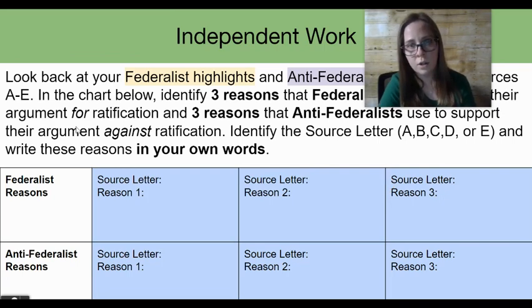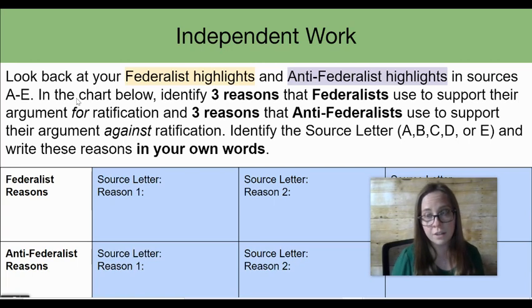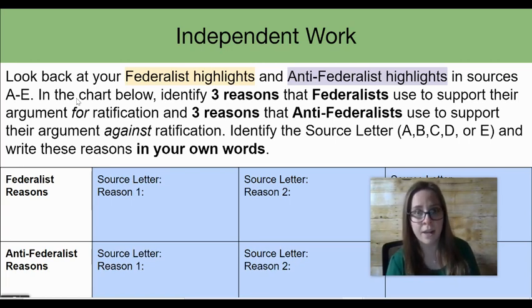So let's go into your work that you're going to have to do. You're going to have to look at those highlights that you made as you were reading or listening. You're going to have to identify 3 reasons that the Federalists use to support their argument for ratification and 3 reasons that Anti-Federalists use for supporting their argument against ratification. Remember, ratification means approving the Constitution, and against ratification means they don't want to approve the Constitution. You're going to identify the source letter and write these reasons in your own words. So let's do one together.